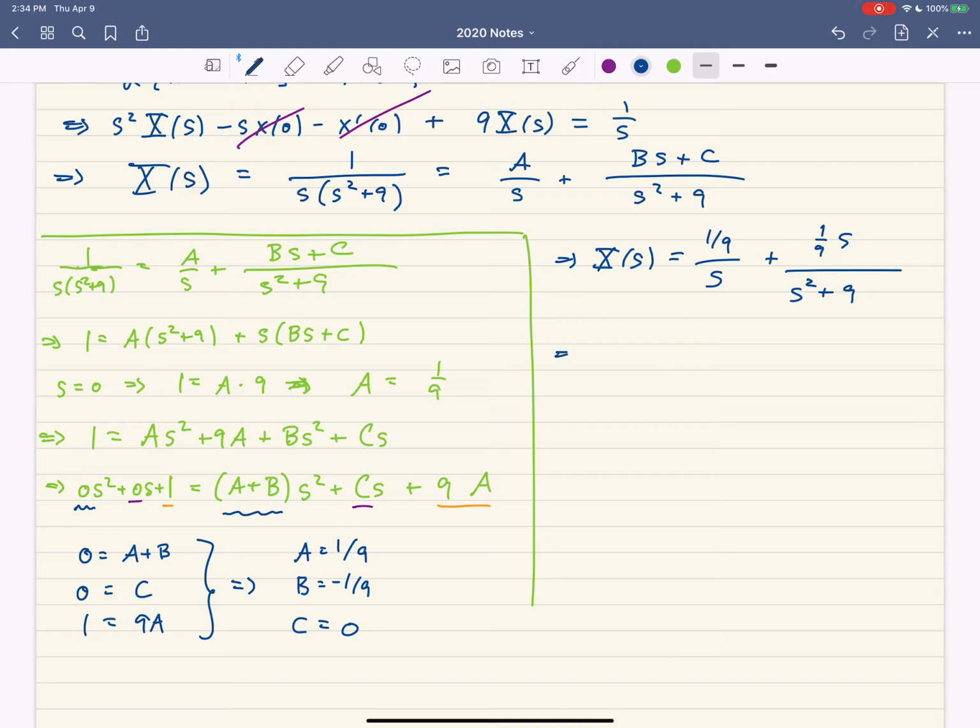Now we're able to take the inverse Laplace transform of both sides. This is going to end up being 1/9, and for the 1/9 s over s squared plus 9 term, this will be 1/9 cosine of 3t, because the inverse Laplace transform of s over s squared plus 9 is cosine of 3t. So there's our solution.